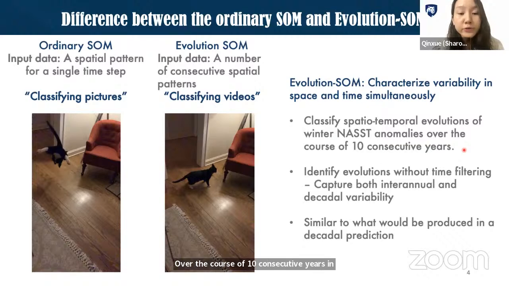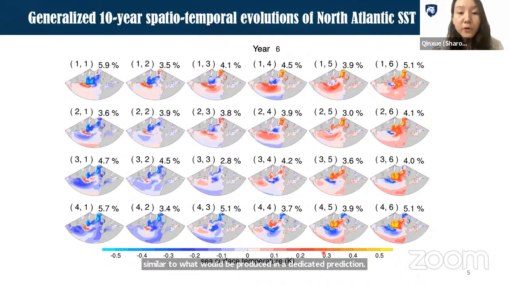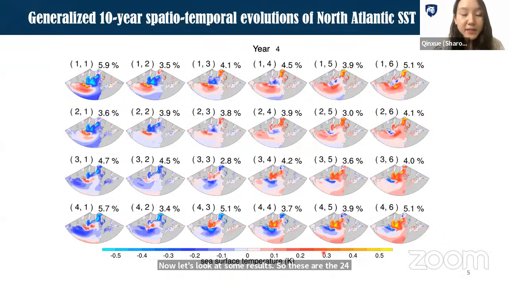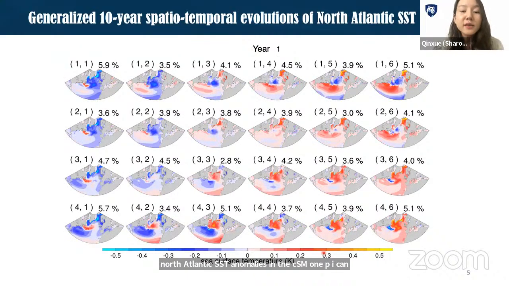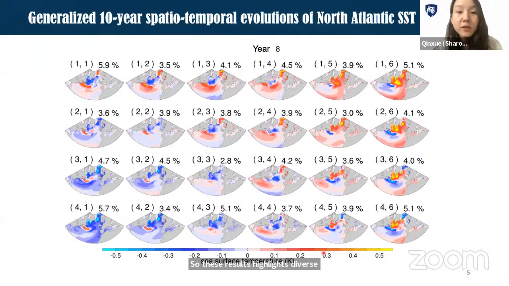In this way, we are able to identify evolutions without time filtering. Therefore, we can capture both interannual and decadal variability, and this would be more similar to what would be produced in a decadal prediction. Then let's look at some results. These are the 24 generalized 10-year evolutions we classified from the North Atlantic SST anomalies in the CESM1 PI control simulation. These results highlight the diversity of the SST variability in the North Atlantic.